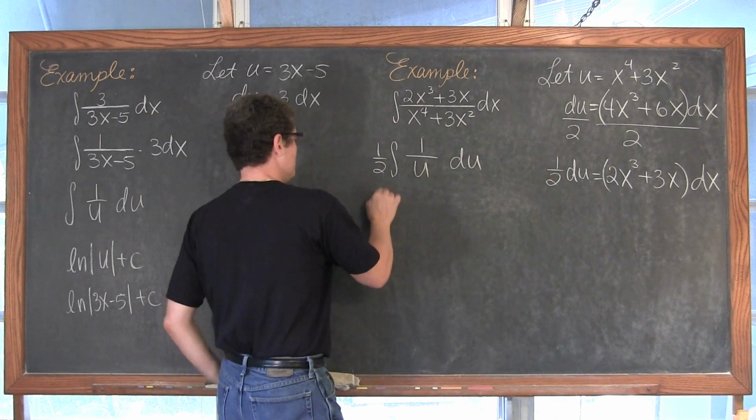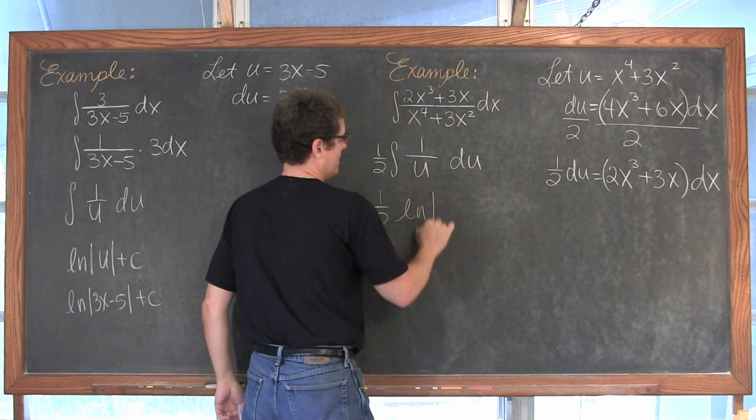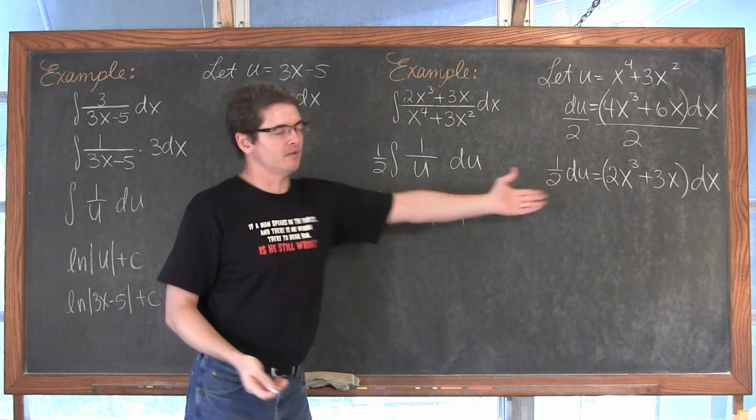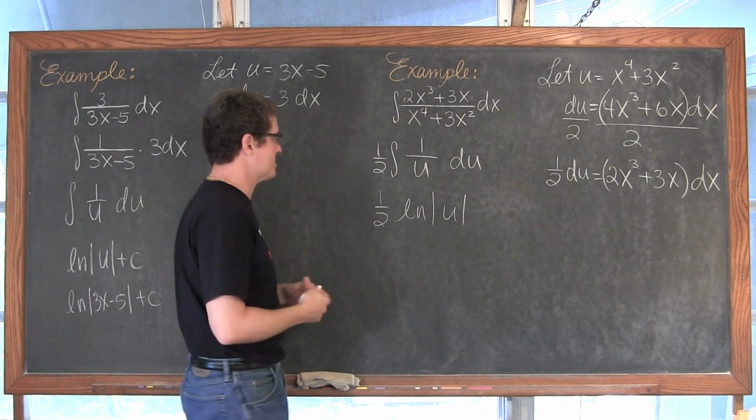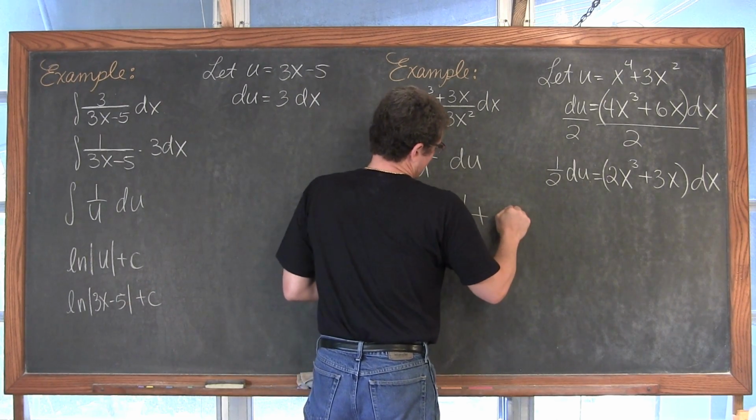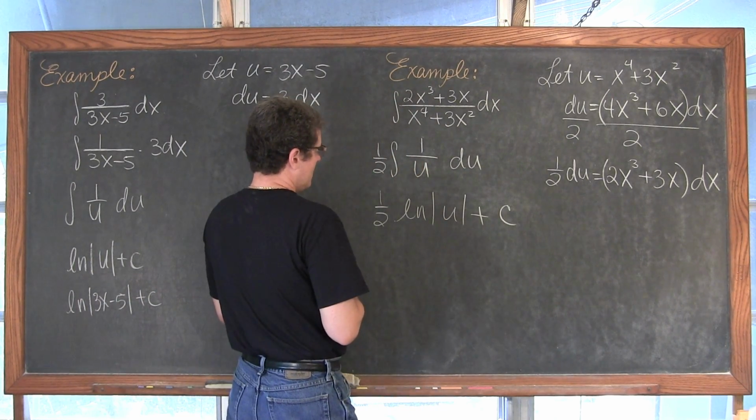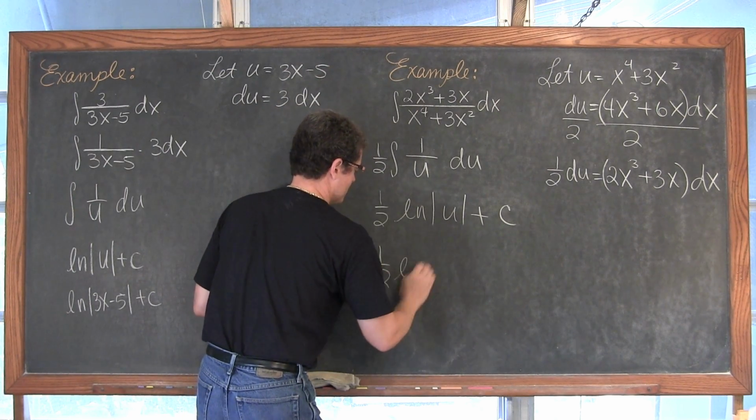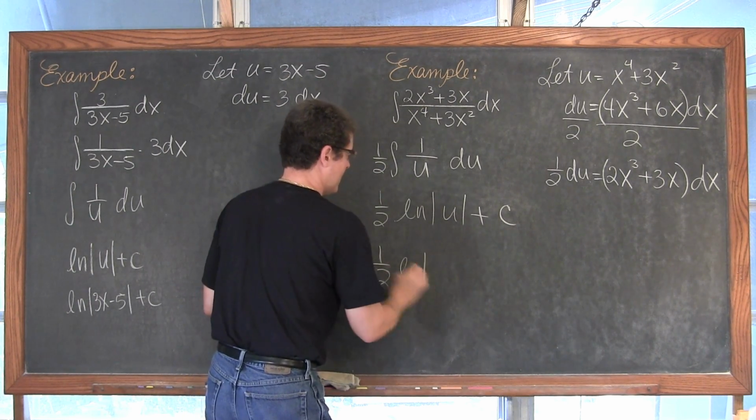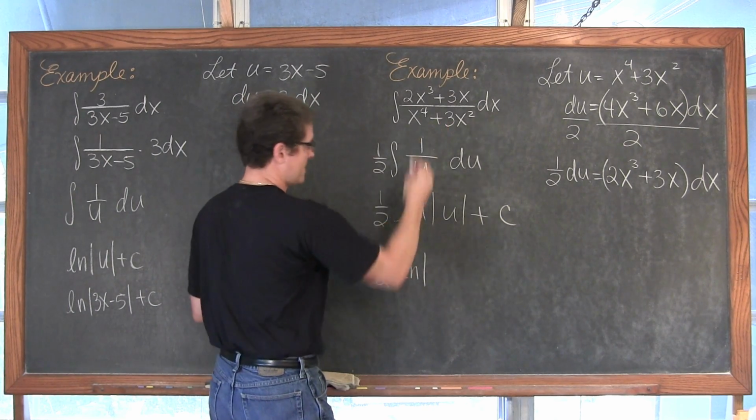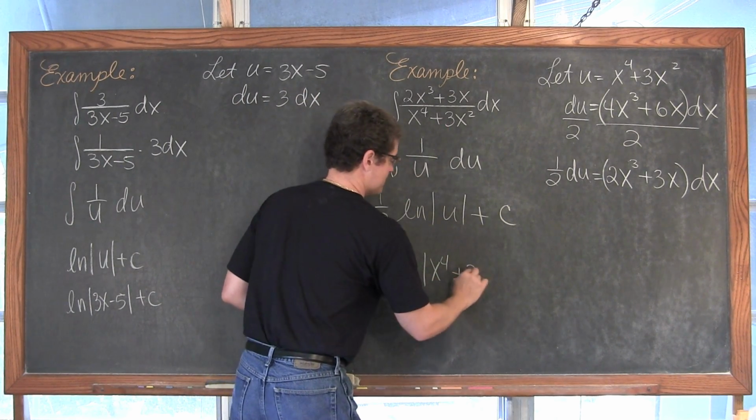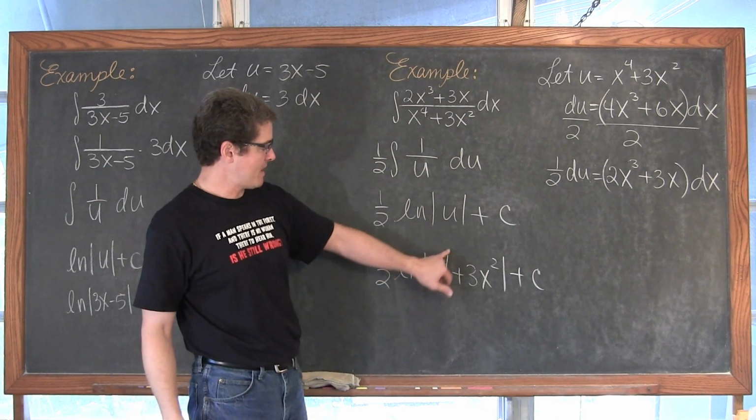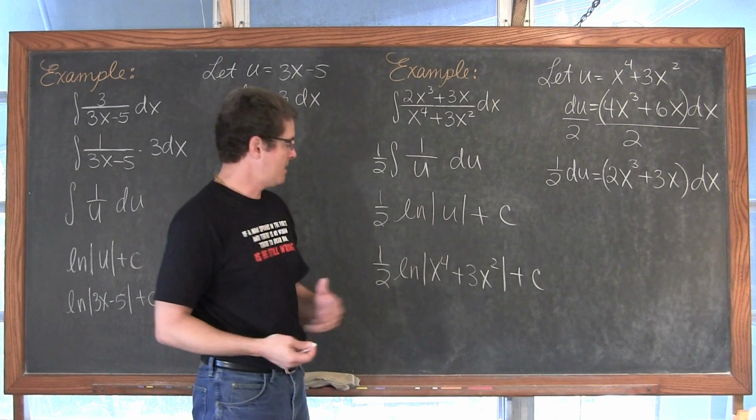Now that is equal to 1/2 the natural log of the absolute value of u. And as you do these problems more and more, you would probably at this point just be writing your answer. I'm doing this for teaching purposes. Plus c. And then I can take my u out and write my final answer, which is 1/2 the natural log of the absolute value of u, which is x to the fourth plus 3x squared plus c.